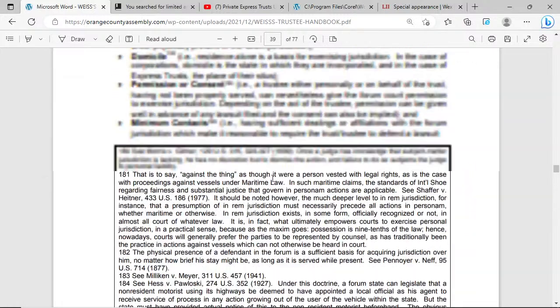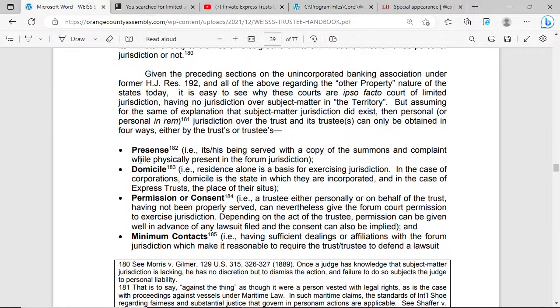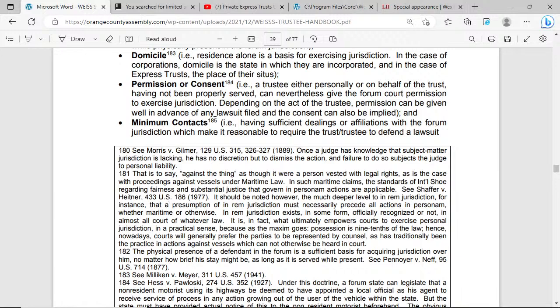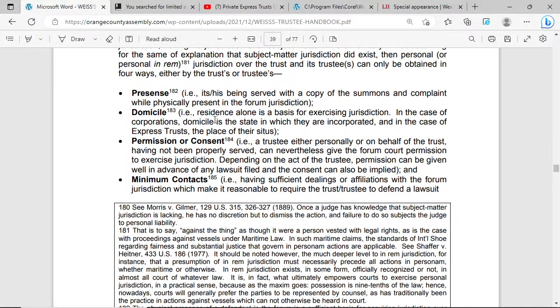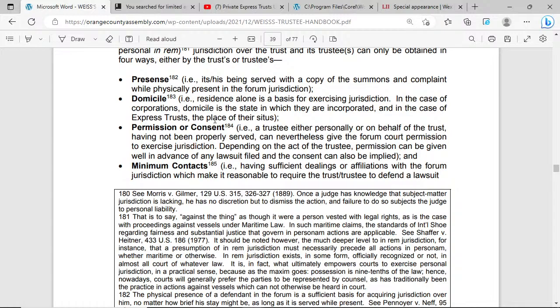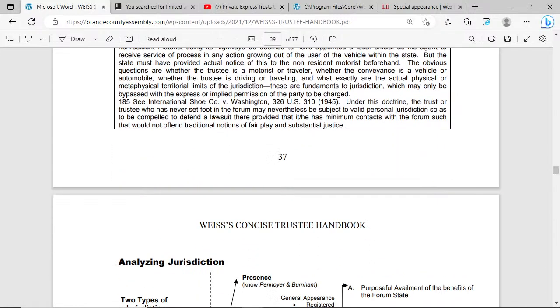But there's other ways for them to get personal jurisdiction as well, whether it be presence, domicile, or permission. They don't have to have all of them. They only need to have one of those. That's why personal jurisdiction needs to be challenged from the jump. You make them prove it.